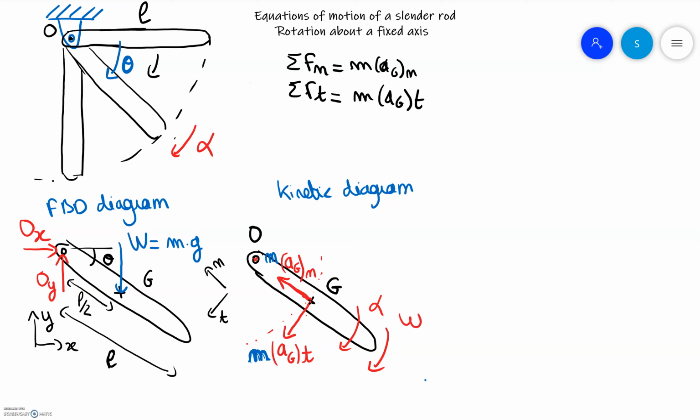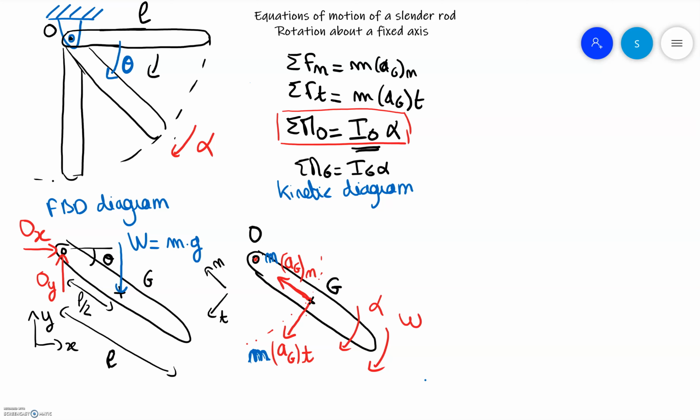That's the moment about the center of rotation. So sum of the moment about the point O is equal to I_O alpha. And remember, we can use I_O alpha only because that's the center of rotation. We can otherwise use sum of the moment about G equal I_G alpha. But in this case, because we are in rotation only, we prefer to use sum of the moment about O equal I_O alpha.